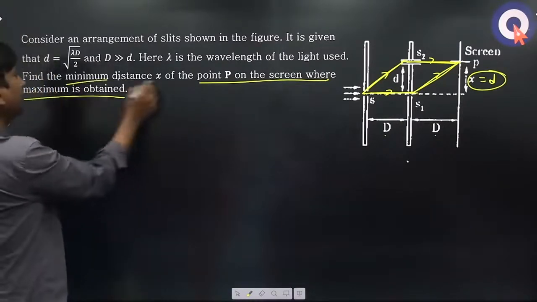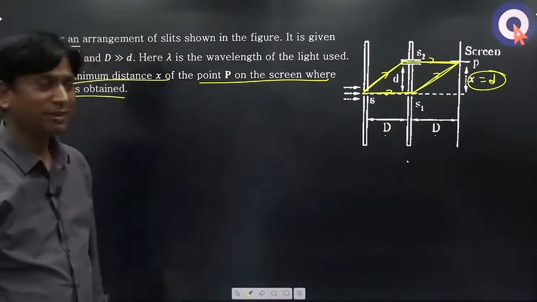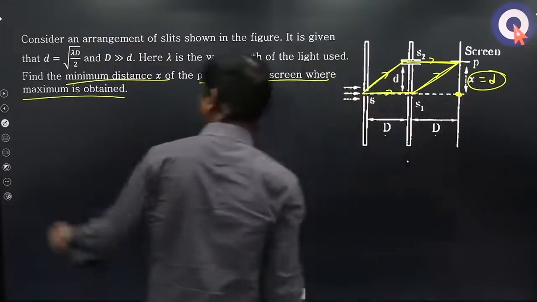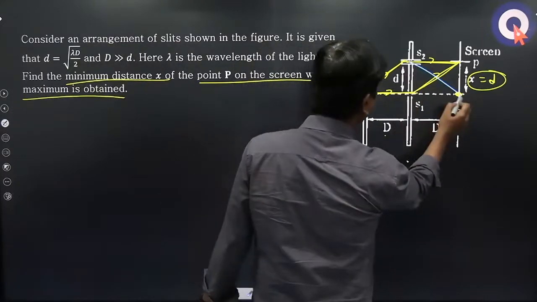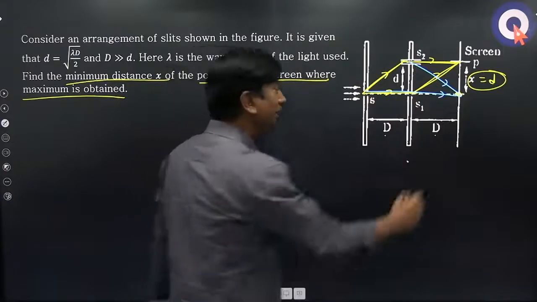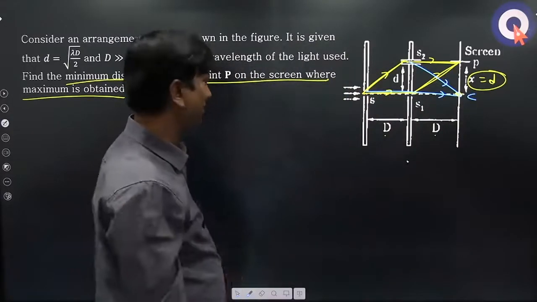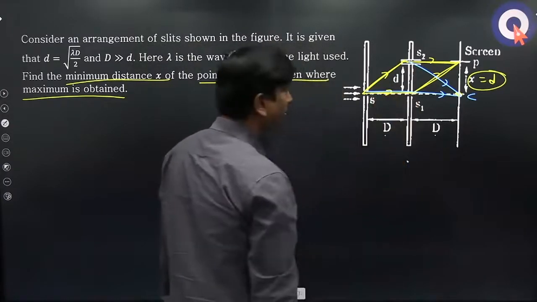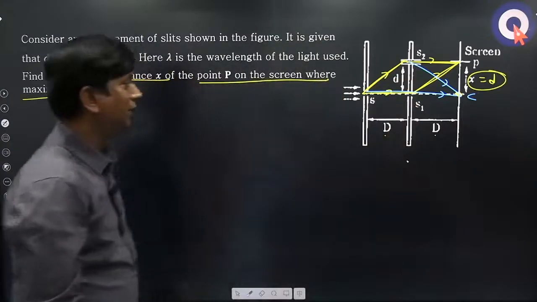Minimum distance x of the point P on the screen where the maxima is obtained. Right or not? Now let us also calculate what you are going to get here first of all. That one will come out like this, then this will come out like this. Exactly at this position, let us say C, how much intensity will you get? Let us check. This is greater than this by an amount. This is definitely greater than this by an amount. How much?